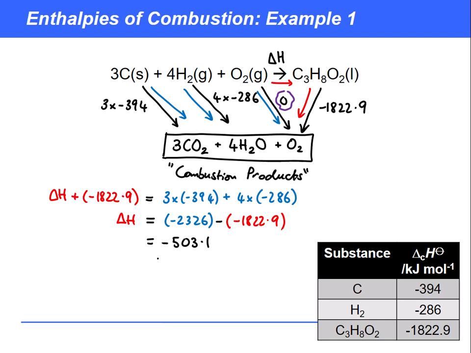Now, what degree of precision should we give our answer to? Well, this is one of those rare cases where we're adding and subtracting quantities, and so we need to conserve decimal places rather than significant figures. We want to give our answer to the lowest number of decimal places from the data given. In this case, we've got some to 0 decimal places and some to 1 decimal place. So we want to give our value to the nearest whole number, or 0 decimal places. So minus 503 kilojoules per mole to the nearest whole number.